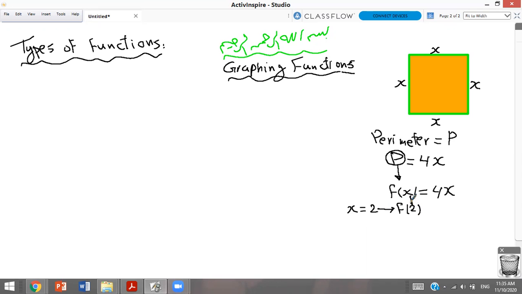It will be f of 2. We replace x by 2, then it will be f of 2. That means 4 multiplied by 2, meaning 8. Okay, I told you yesterday the function means the relation between two, don't forget this word, variables. Between two what? Variables.